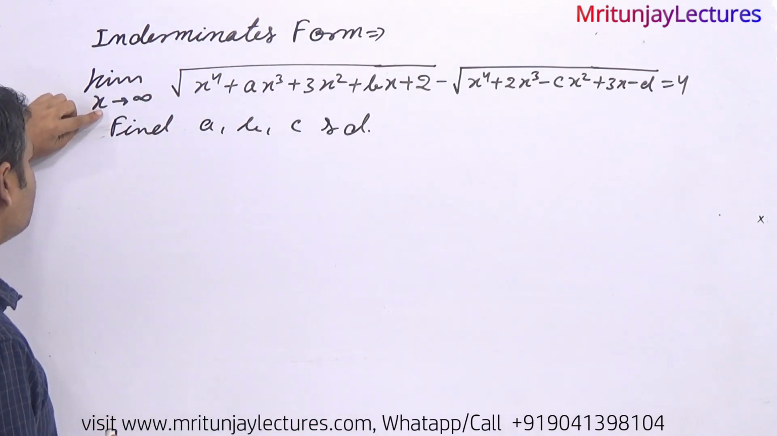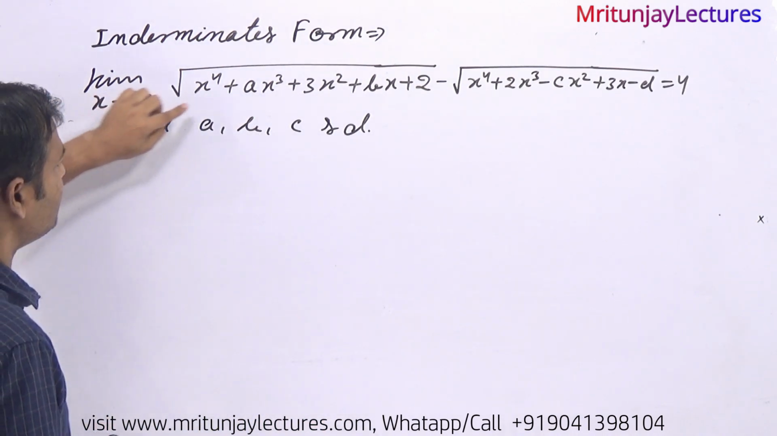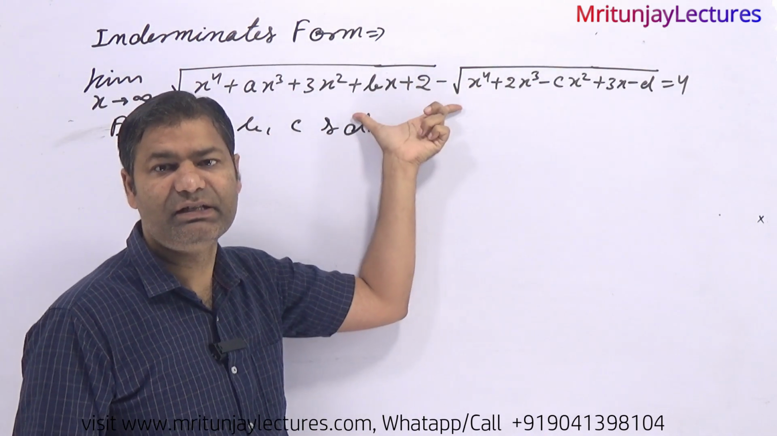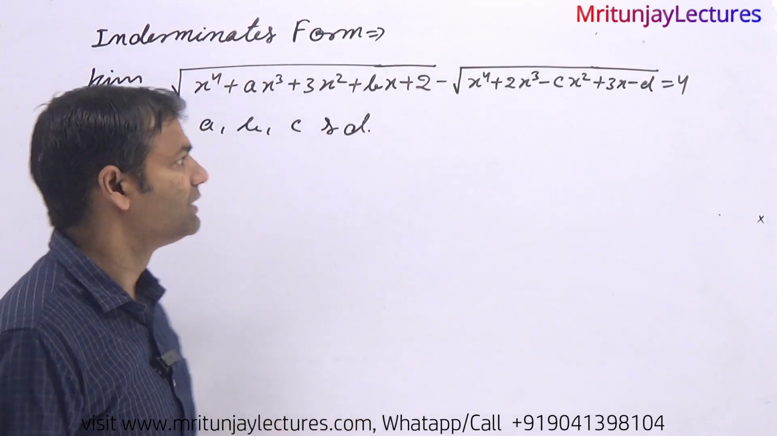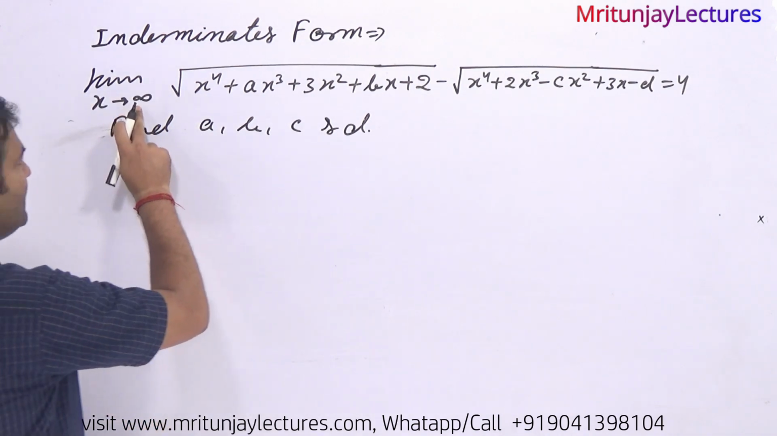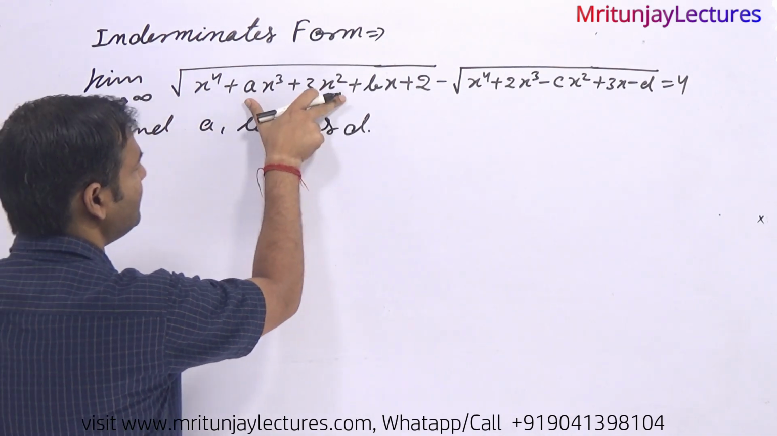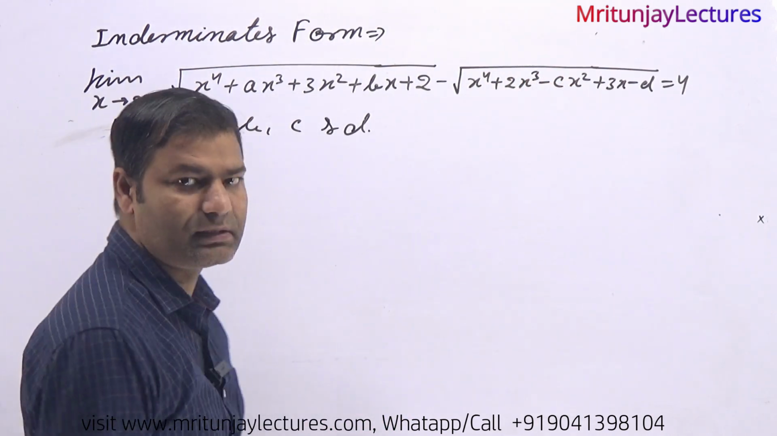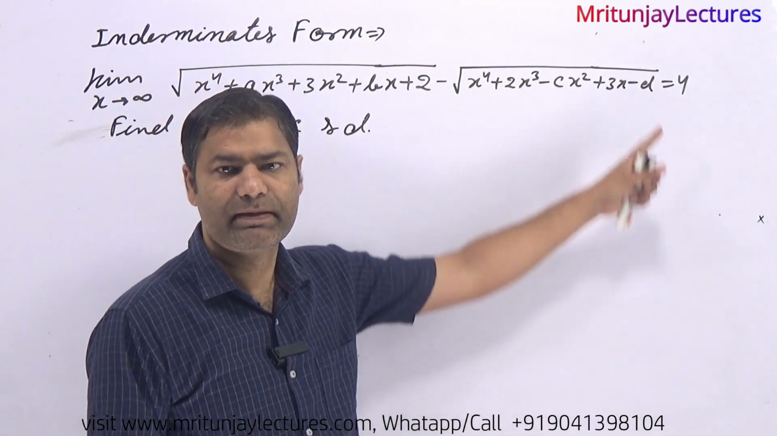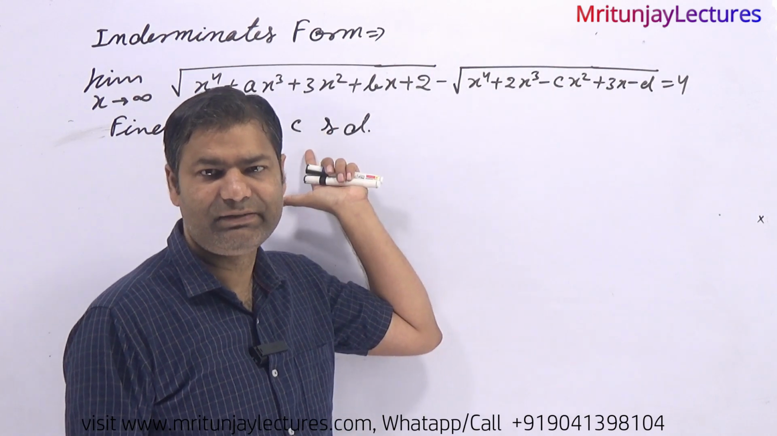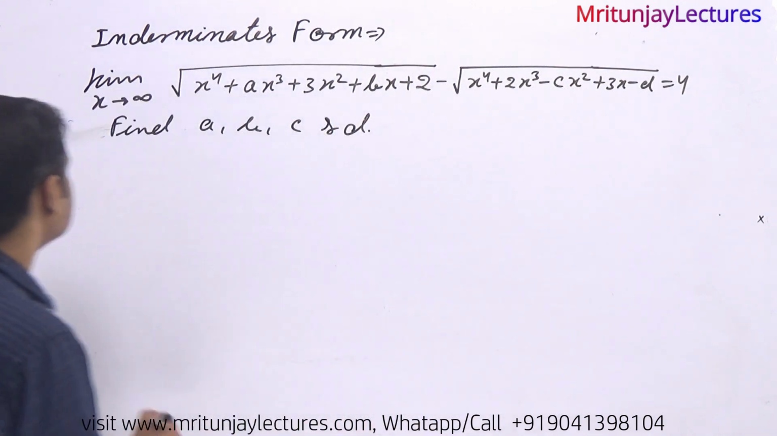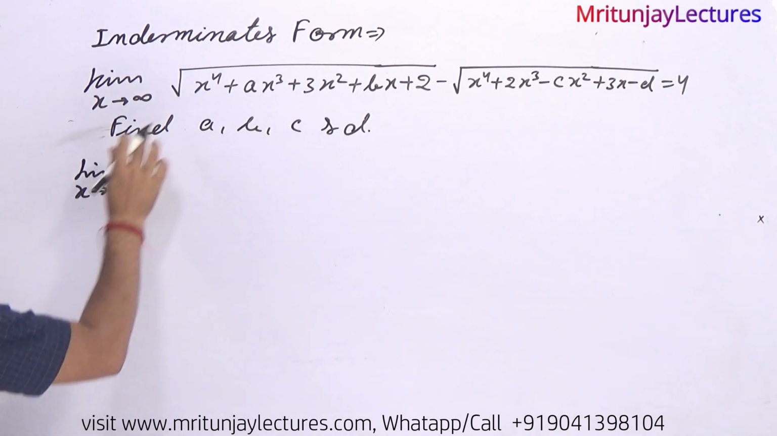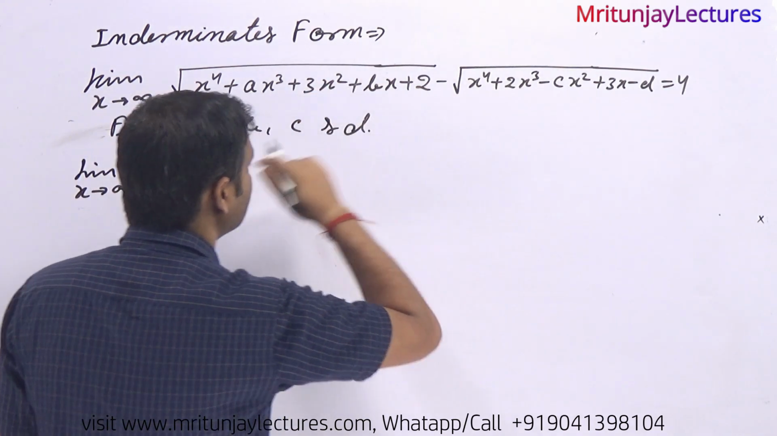First of all, if we put x tends to infinity, then we get infinity minus infinity. It means that it is an indeterminate form. Clear or not? But the limit is equal to 4, which means that it is a finite value. Here we got infinity minus infinity, so first of all, we rationalize this one into this one.